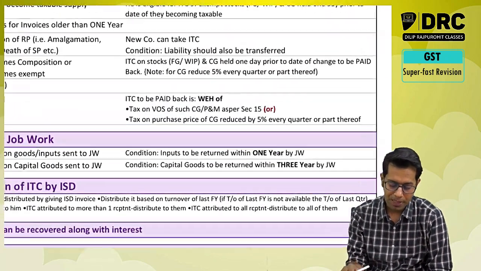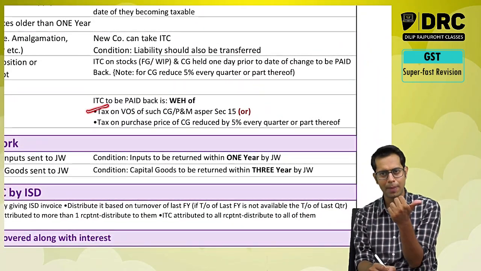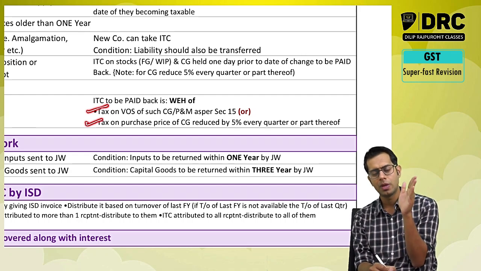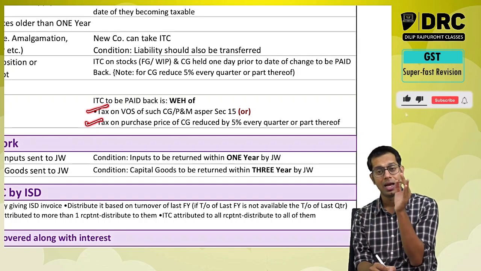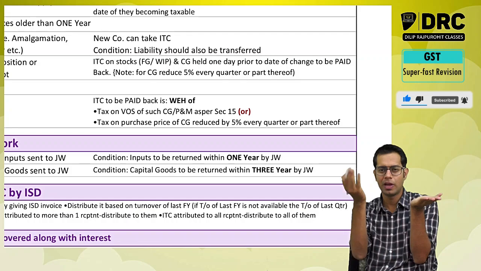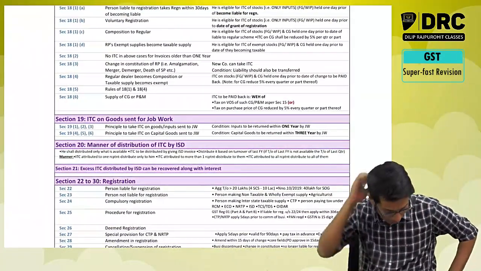I will have to pay a tax equal to the tax on transaction value, the sale price of that capital goods or plant and machinery, or the input tax rate as reduced by 5% per quarter or part thereof from the date of purchase till the date of sale. You will have to reduce the input tax rate. Compare the tax on transaction value or the reduced input tax rate, whichever is higher. This is the amount which you will have to pay to the government.